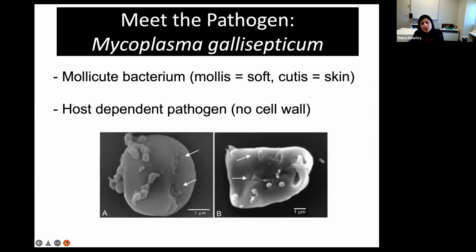The pathogen is an interesting one. It's a mollicute bacterium. So the Latin name actually reflects the fact that this particular group has no cell wall. So they are neither gram-positive or gram-negative. This group has secondarily lost its cell wall, which makes them a fairly host-dependent pathogen. So they are thought to not be able to survive well in the external environment, and they tend to be fairly host-specific.